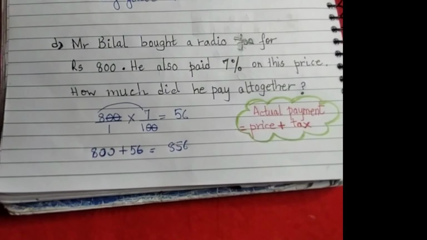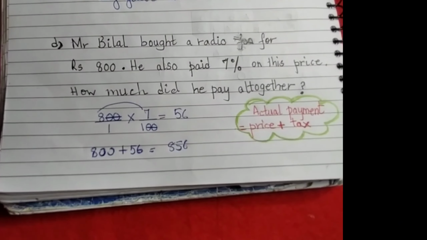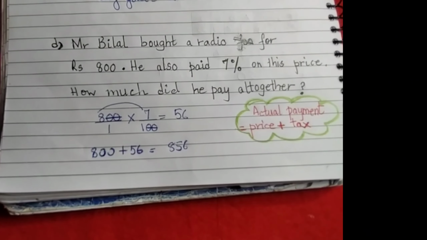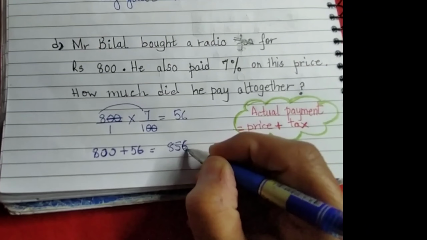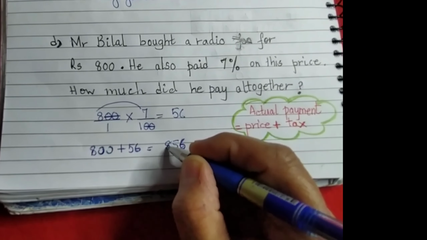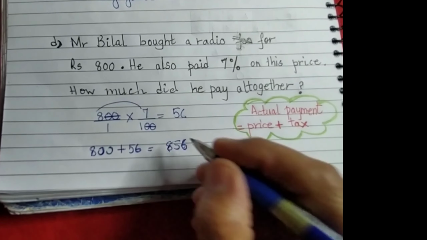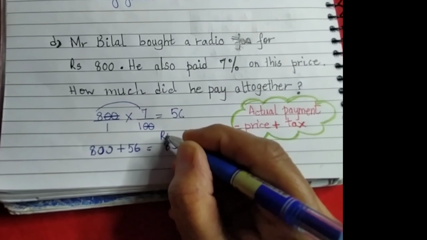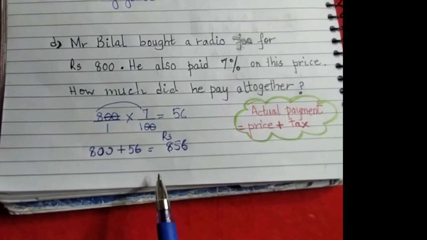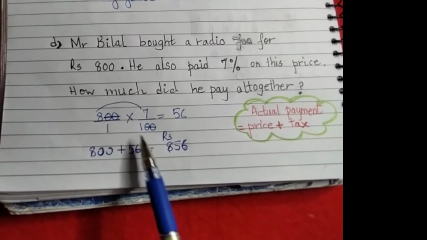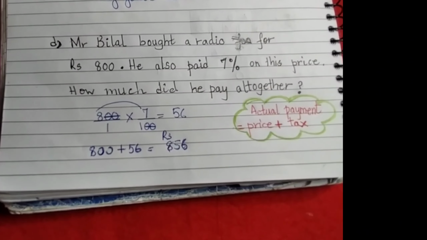So what will be the answer statement, children? How much did he pay altogether? He paid rupees 856 altogether. Okay. Okay, children.